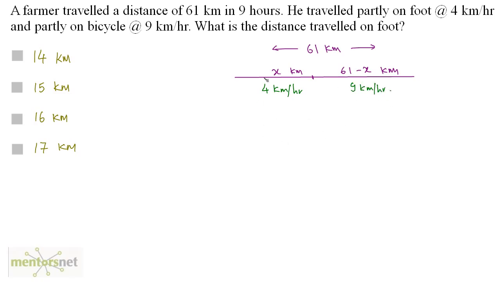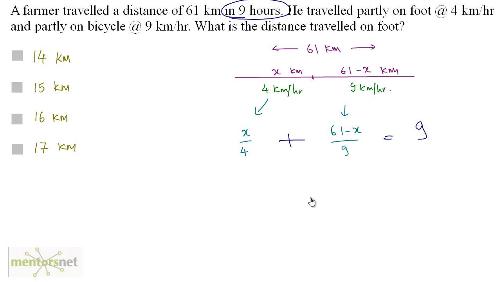Let us calculate how much time it takes for him to travel by foot and travel by bicycle. So the time taken for travel by foot is actually distance upon speed, and that is x by 4. And the time taken for travel by bicycle is the distance upon speed, which is (61 minus x) by 9. Now we have been given the total time of this travel, the complete travel, which is 9 hours. So if we add the respective times, we will get the total time, which is 9 hours.